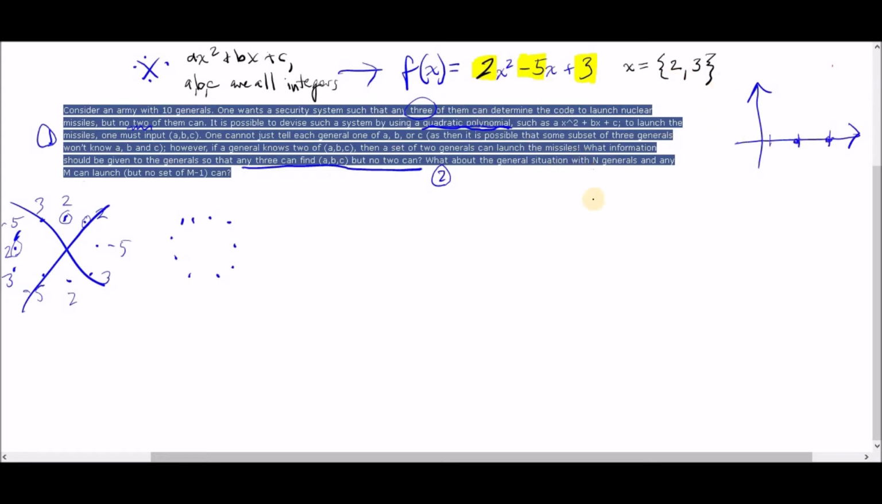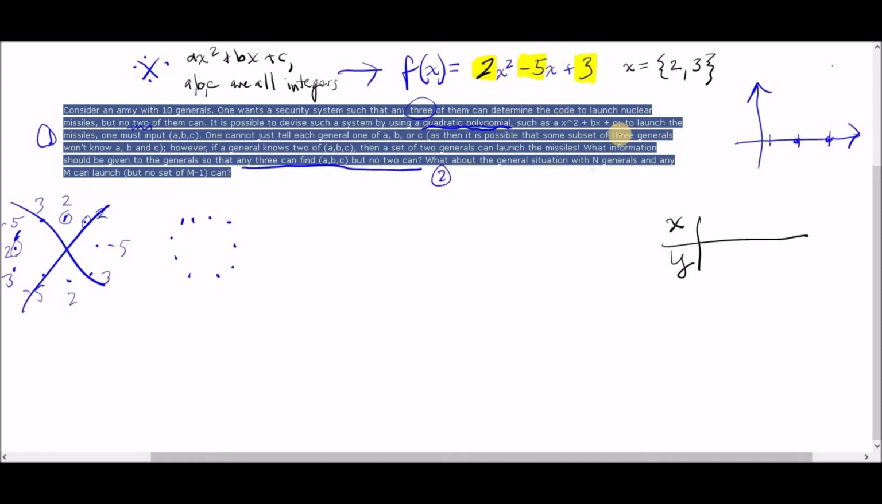What I would give the generals instead is something more like this. I would give them points. So in secret, if I'm the one designing the security system, in secret I'm doing this. I'm thinking, okay, I already know what the function is, I know what the coefficients are, but I don't want the generals to know until 3 of them get together.